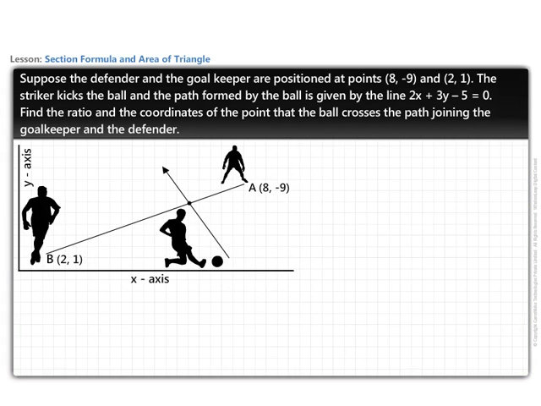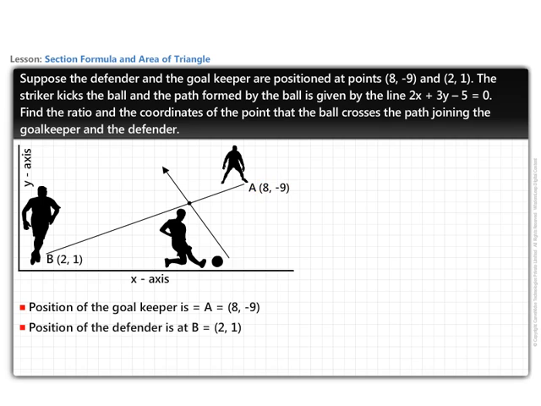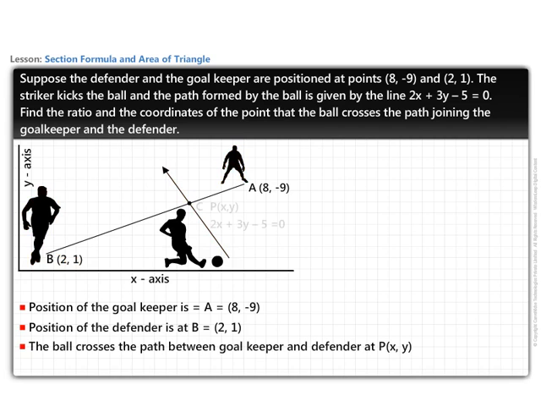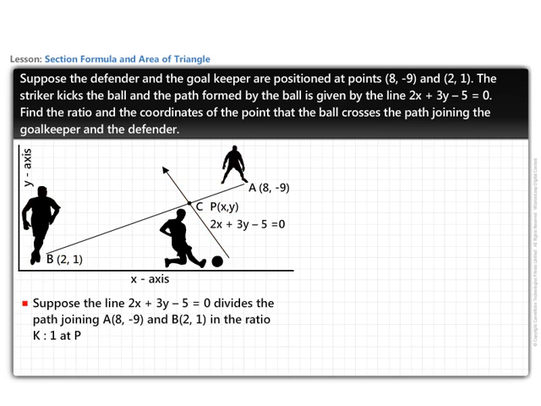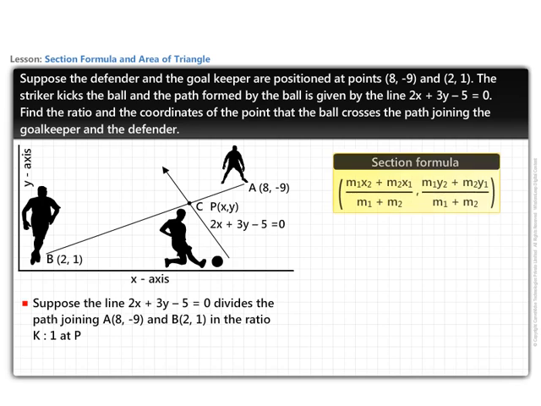To solve this, let us represent these points on the coordinate system. Here, the position of the goalkeeper is at A (8, -9) and the position of the defender is at B (2, 1). Let the ball cross the path between goalkeeper and defender at P(x, y). Suppose the line 2x + 3y - 5 = 0 divides the path joining A(8, -9) and B(2, 1) in the ratio k:1 at P.